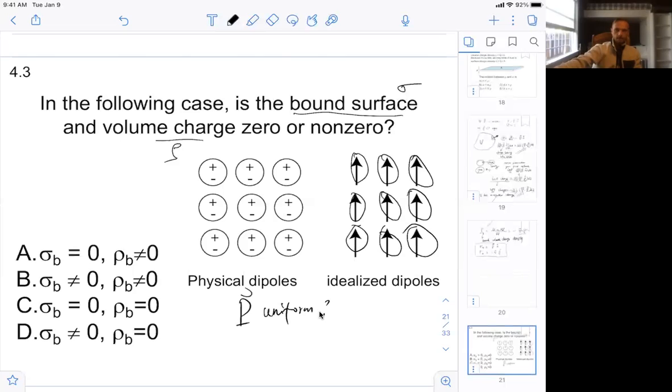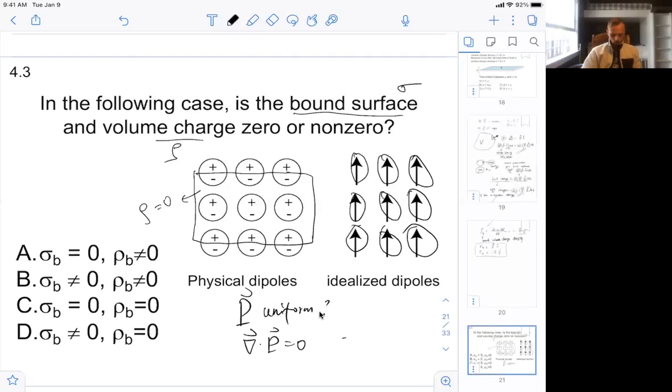So what will happen is throughout the bulk of the material, because the polarization is so uniform, it's still going to have a very neutral and no charge density. Okay? Or you can say divergence of P is now 0, so that your density is going to be 0 as well. Okay. However, you do have some bound charges here on the surface. If you're only looking at the top and bottom surface, you're still going to have bound surface density. So we're going to choose D, which is correct.